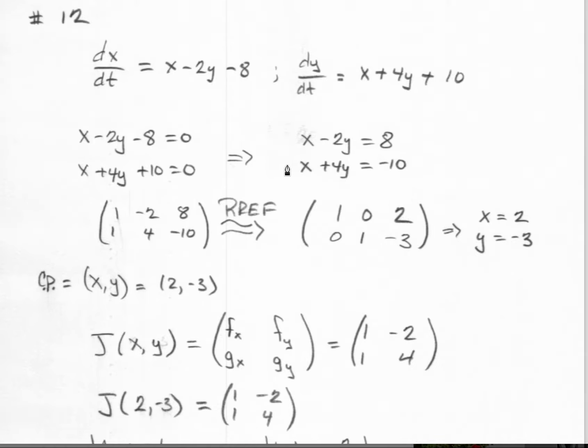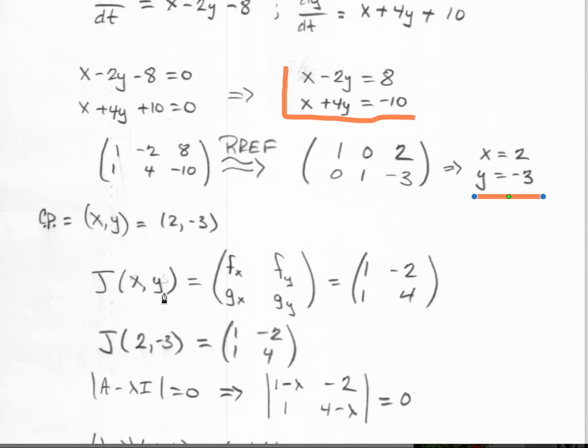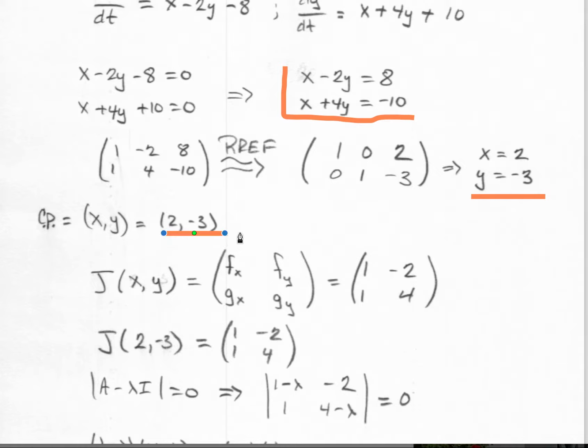And then I end up getting the system, the linear system as it turns out, of x minus 2y equals 8. So I move this -8 over to the other side. And x plus 4y equals -10. So I took this positive 10 and moved it over to the other side. And I put that into an augmented matrix and put that into row echelon form, and it tells me that x is equal to 2 and y is equal to -3. So I have a critical point at (x, y) which is (2, -3).